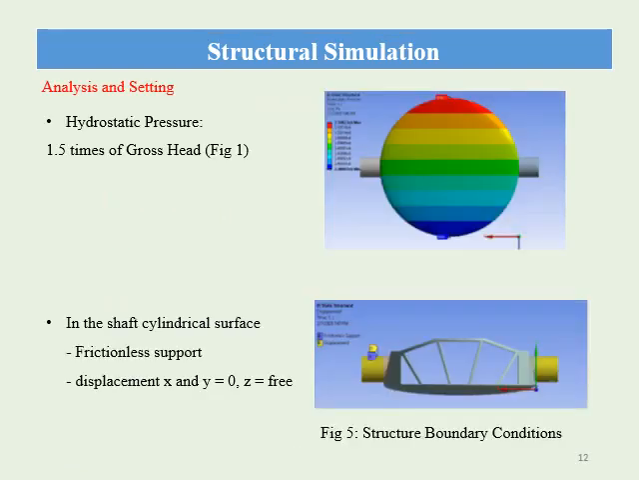So we used the structural simulation in ANSYS with these settings. The hydrostatic pressure was set to 1.5 times the gross head. The cylindrical surfaces of the shaft were assumed to be frictionless supports. The displacement of the shaft in the x and y directions was set to 0, and in the z direction it was set to be free.